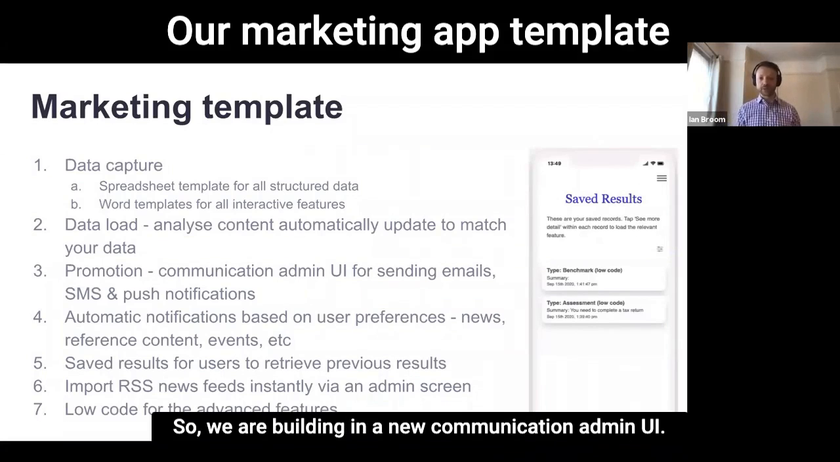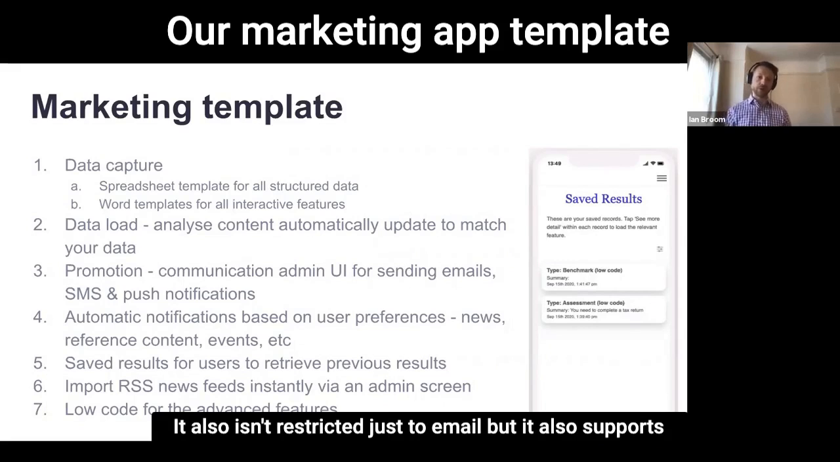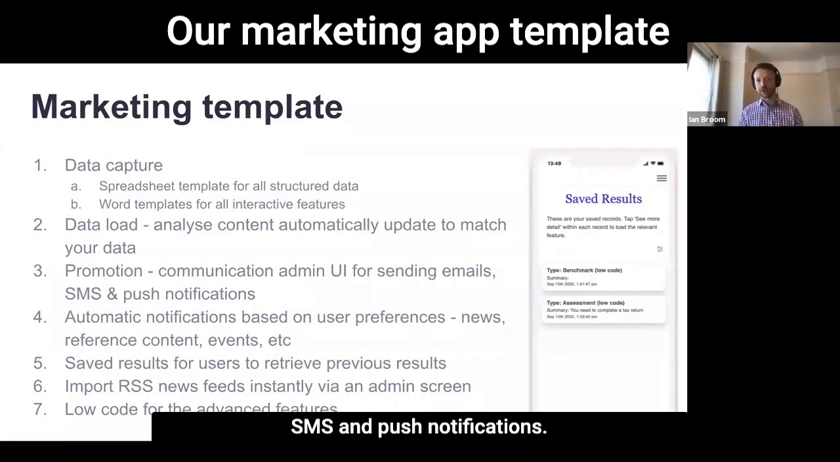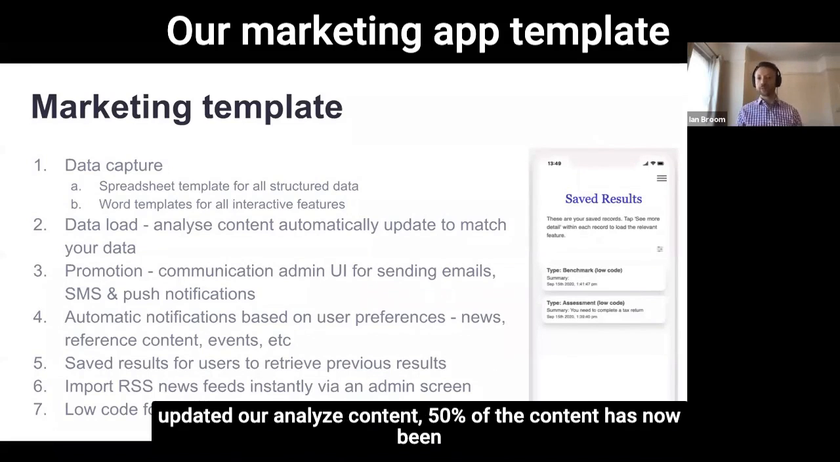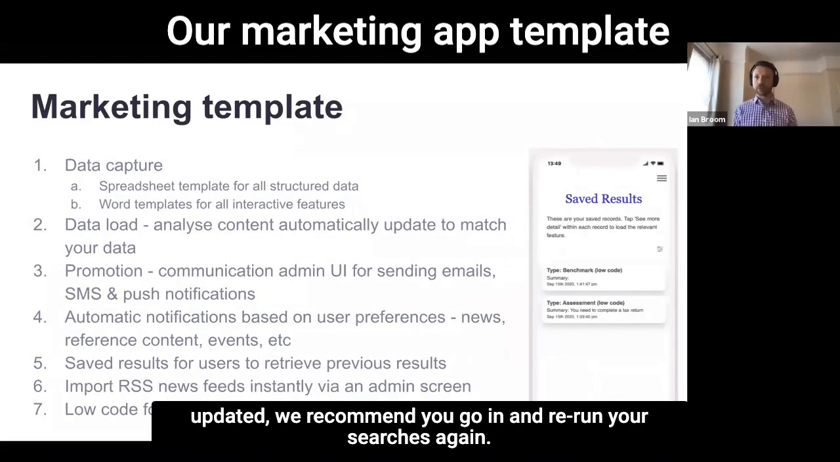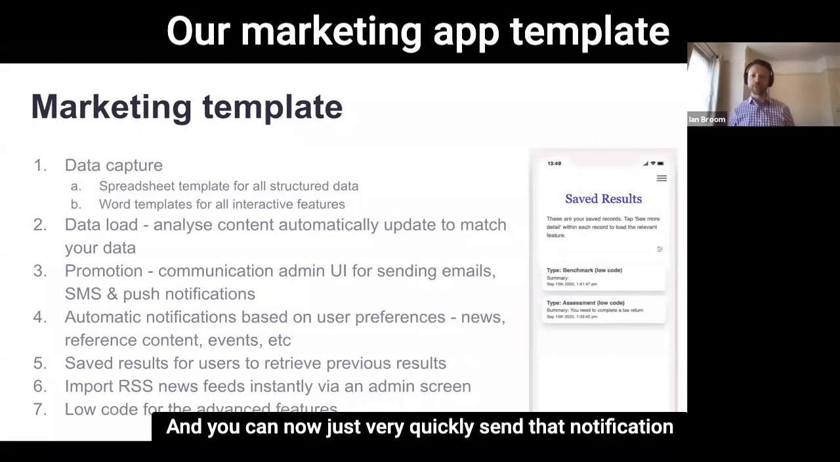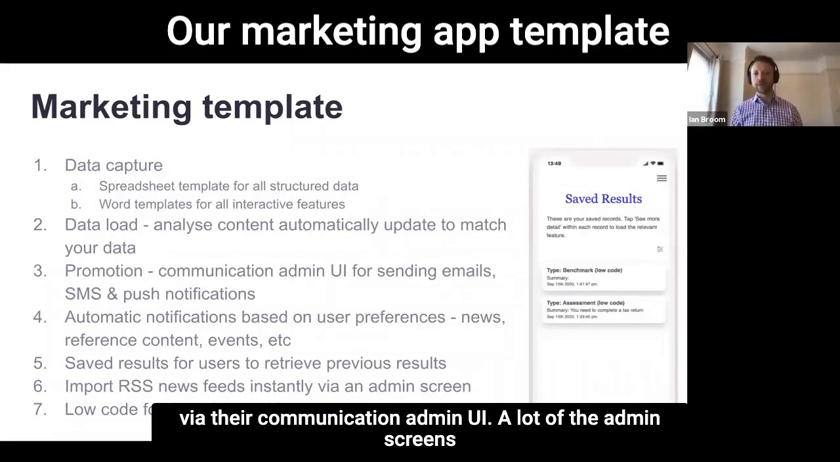So we are building in a new communication admin UI. This is only for app admins, and it enables them to invite one or many people into the app. It also isn't restricted just to email, but it also supports SMS and push notifications. So it can also be used to remind users, we've recently updated our analyzed content. 50% of the content has now been updated. We recommend you go in and rerun your searches again. And you can now just very quickly send that notification out to your users via the communication admin UI.